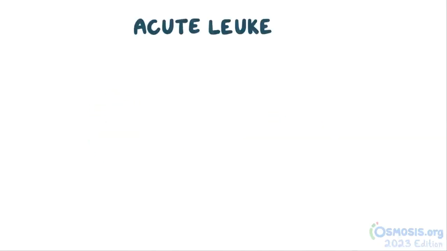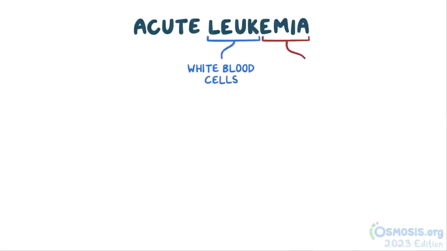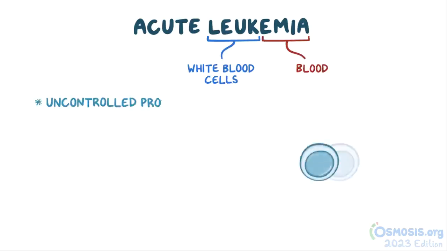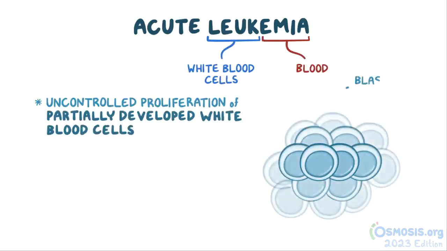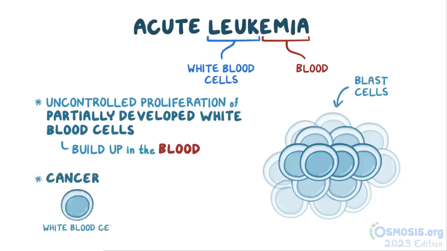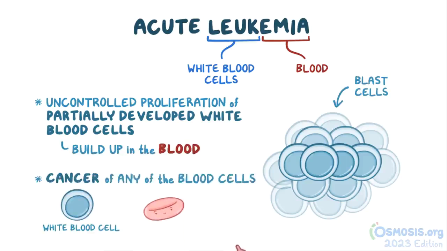With acute leukemia, leuc refers to white blood cells, and emia refers to the blood. So, in acute leukemia, there's uncontrolled proliferation of partially developed white blood cells, also called blast cells, which build up in the blood over a short period of time. Although leukemia specifically means cancer of the white blood cells, it can also be used to refer to cancer of any of the blood cells, including red blood cells and platelets.